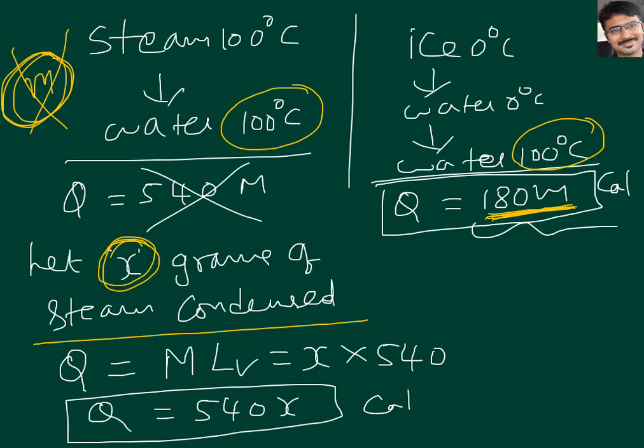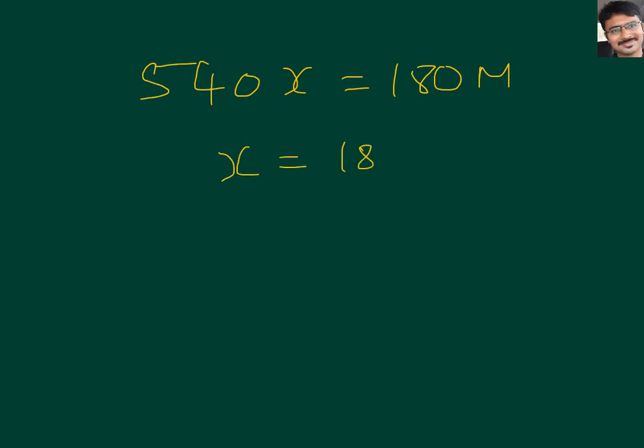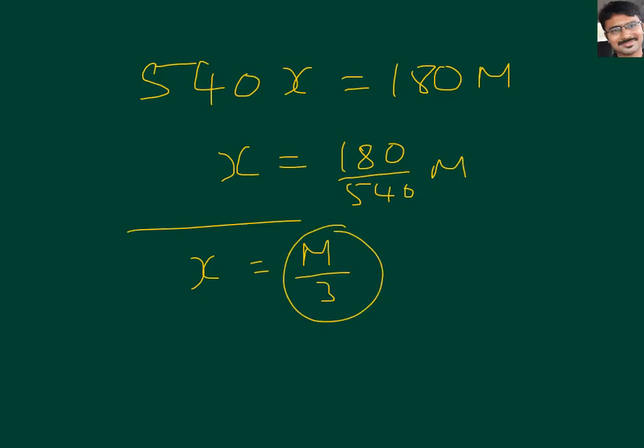So from this information, I am now equating these two equations. Observe carefully what I am doing. I am equating these two equations on the next page: 540x is equal to 180 m. So x is equal to 180 by 540 m, so that I get x equal to m by 3 grams.